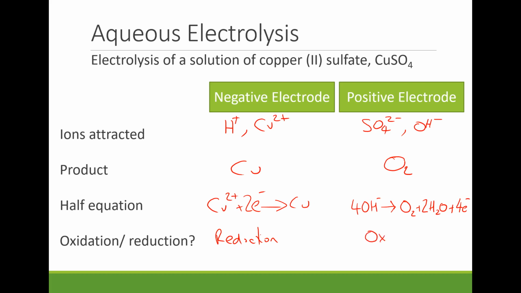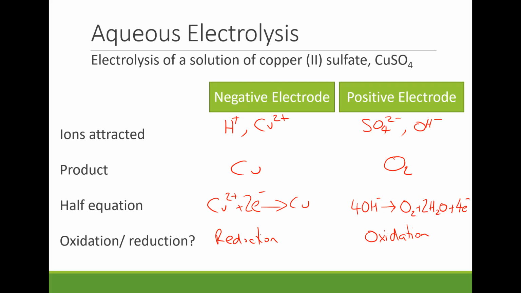Of course, opposite electrode, opposite process, that is oxidation. So at the negative electrode, we see the pinky brown metal of copper deposited on the electrode. And at the opposite electrode, the positive electrode, we'd see bubbles of oxygen gas being produced.